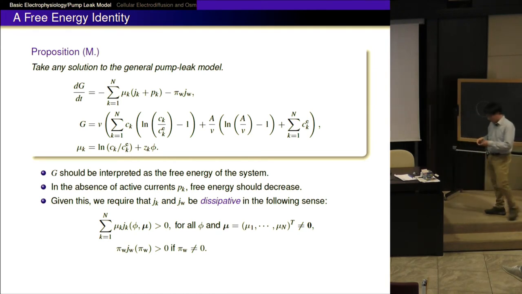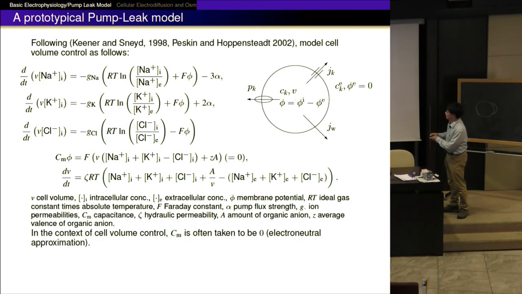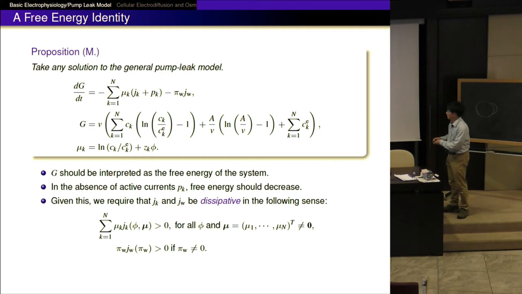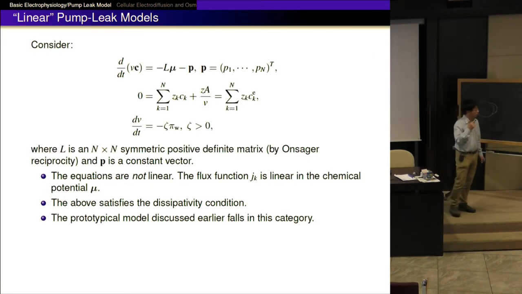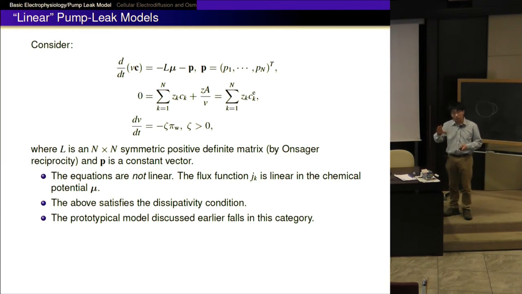In the simplified case here, this is just linear in mu_k, so it obviously satisfies those structure conditions. In general, in order for this to be dissipative, you need these conditions to be satisfied. Now it's a little bit difficult to make any headway with those general models. So I'm going to simplify to a very simple linear model where the currents are just proportional to the difference in the chemical potentials. This includes the first model that I talked about with just three ions.